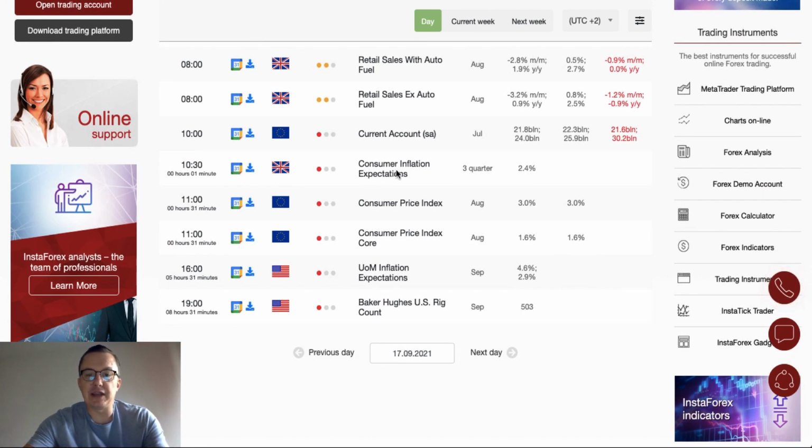There is a consumer inflation expectations data scheduled for release half past 10 for the third quarter, and the inflation expectations are 2.4%. We will see if this will be beaten by the data or not. Consumer price index and core consumer price index are scheduled for release at 11 o'clock from the Eurozone, and that's about it. If we talk about the London session, during the New York session we have our University of Michigan inflation expectations scheduled for release 4 p.m. and scheduled for release at 7 p.m. we have a Baker Hughes U.S. rig count, so for all of you crude oil traders.